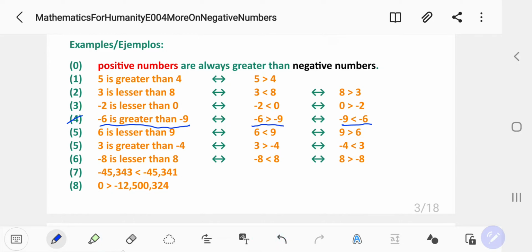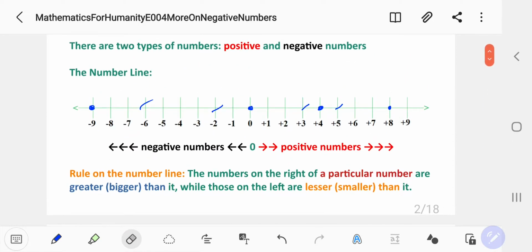Let's take more examples. In the fourth example, you have negative 6 is greater than negative 9. But in the fifth example, I'm still using the same numbers, but they are now positive. 6 is lesser than 9. Let's look at the number line again. So you have 6 here, and of course 9 is here. So 6 is on the left side of 9, therefore it is lesser than 9.